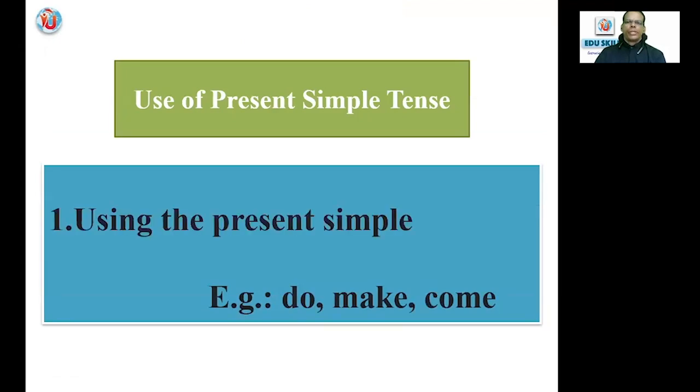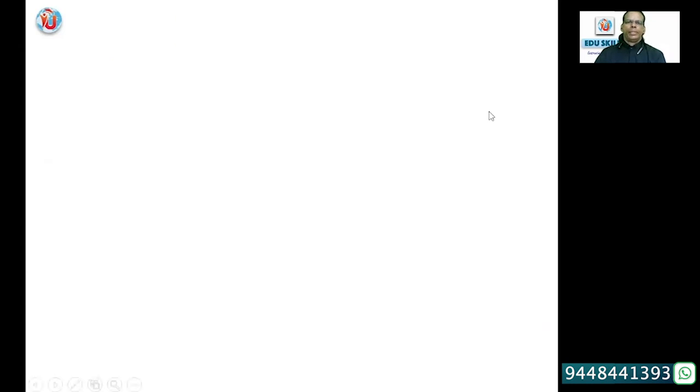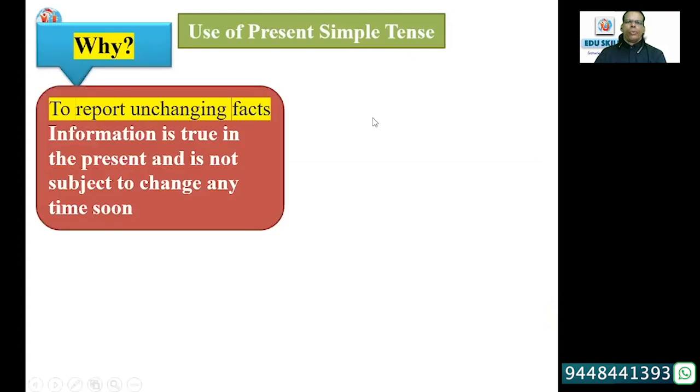So, use the present simple tense. Use of the present simple tense: why? To report unchanging facts in your case note. Why do you need to use the present simple tense?